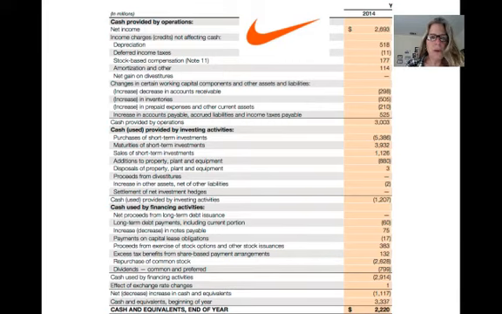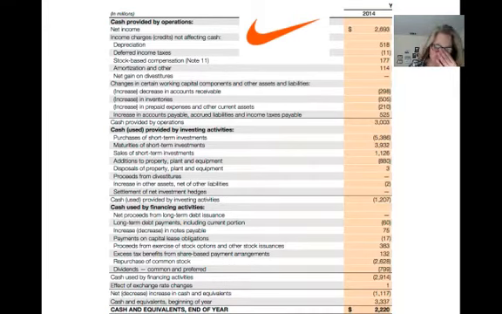So in this video, we're going to look at the cash flow statement, which is the third statement in the set of reports that come at the end of an accounting cycle. The other two statements are a balance sheet and a net earnings or net income statement. So this is the cash flow statement.